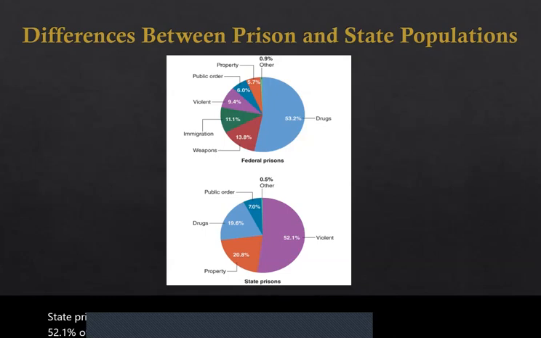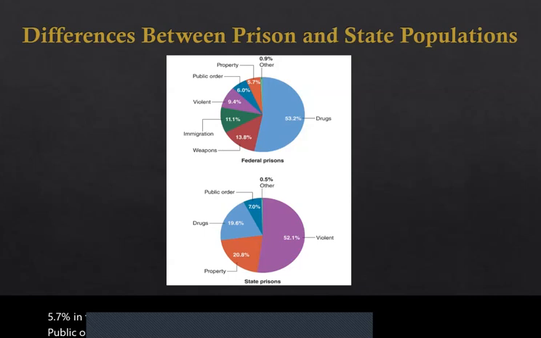Right, so people that we probably would want to put away for violent crimes. If we compare that to the federal system, there's only 9.4% of people in the federal system there for violent crimes. When it comes to property offenses, that represents about 20.8% in states and only 5.7% in feds. Public order offenses, 7% in states, 6% in feds.